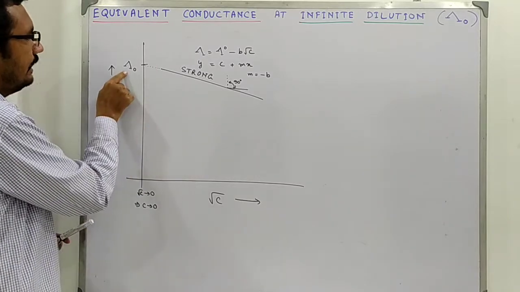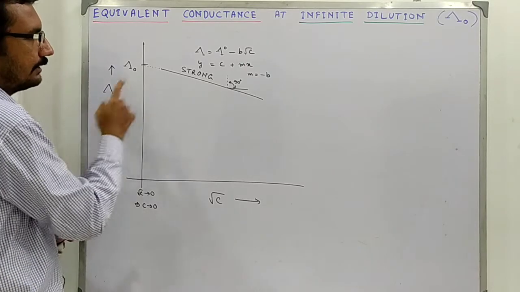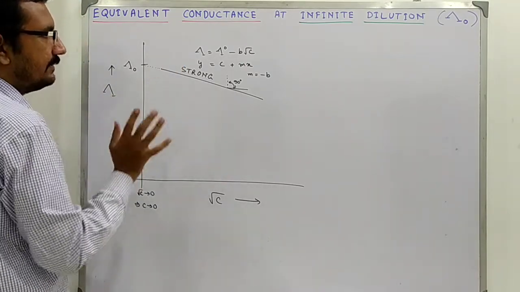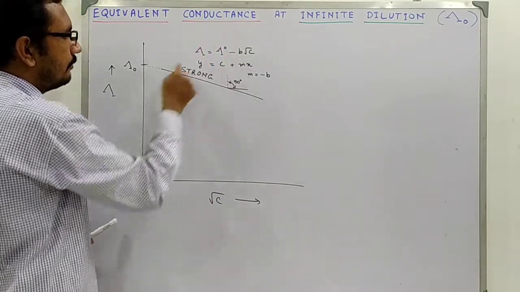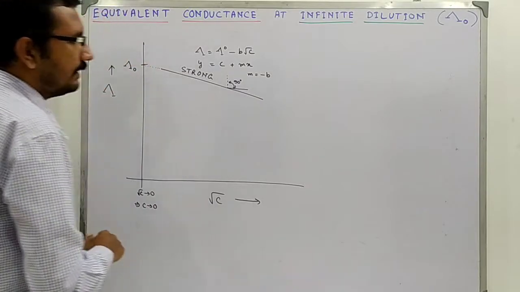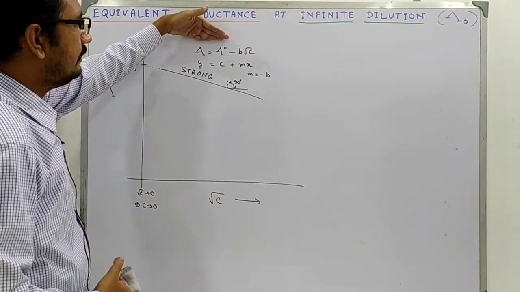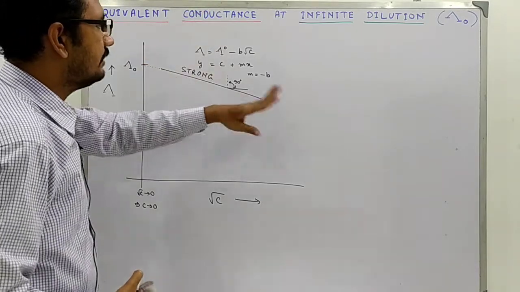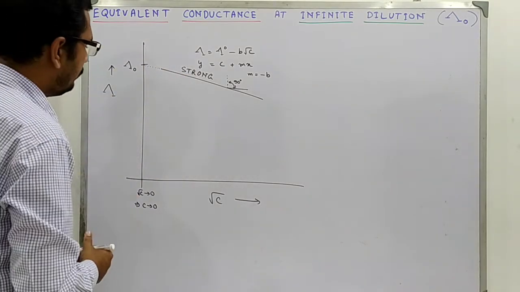So, this is the maximum value that is possible for equivalent conductance for that specific electrolyte. This is also a constant for the species, it is lambda 0. So, this y equals mx plus c is the equation of a straight line. This is the empirically obtained relation and it fits the experimentally obtained graph, and it was proposed by Kohlrausch. Now, what is the case with weak electrolyte?